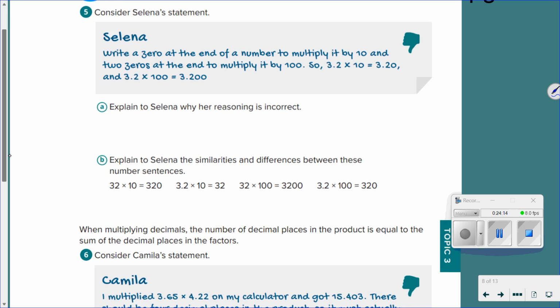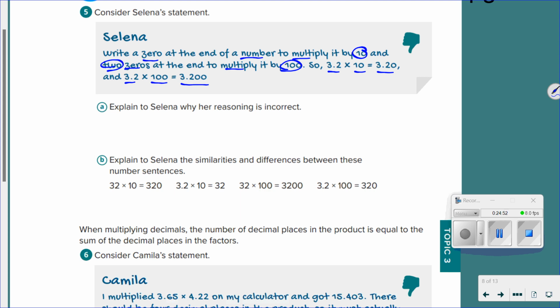Okay, so Selena's going with that pattern where she's finding, okay, we're multiplying by powers of 10, I just add a 0, right? So she says, write a 0 at the end of a number to multiply by 10, and 2 zeros at the end to multiply by 100. Does everybody agree with that? Okay? So she says, 3 2/10 times 10 is 3.20 hundredths. 3 2/10 times 100 is 3 200 hundredths.